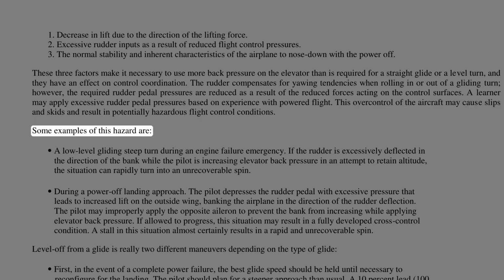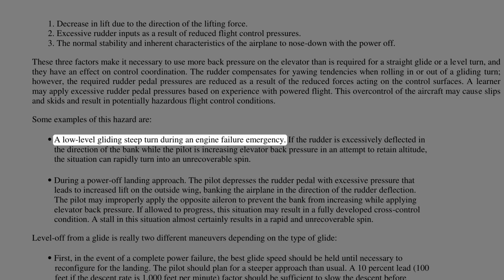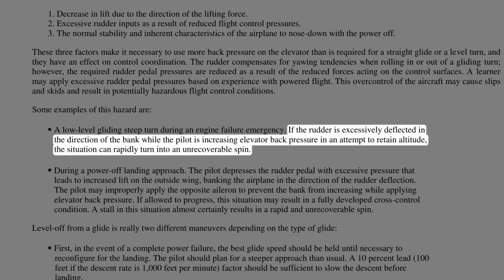Some examples of this hazard are a low-level gliding steep turn during an engine failure emergency. If the rudder is excessively deflected in the direction of the bank while the pilot is increasing elevator back pressure in an attempt to retain altitude, the situation can rapidly turn into an unrecoverable spin.